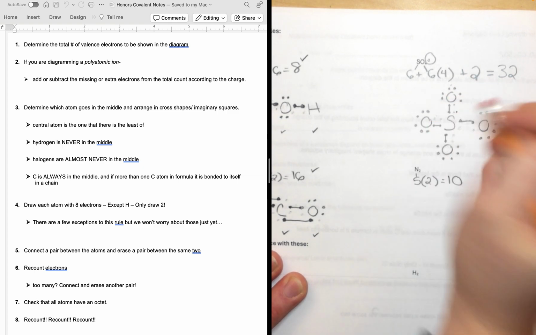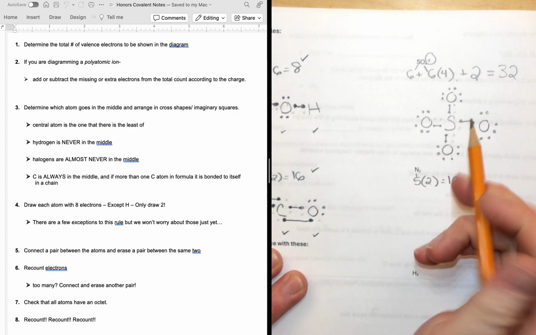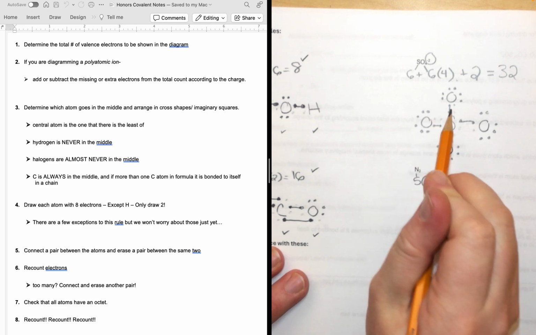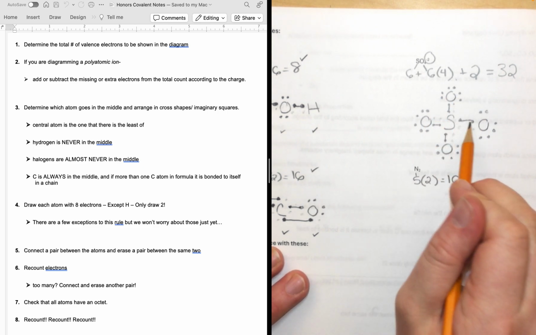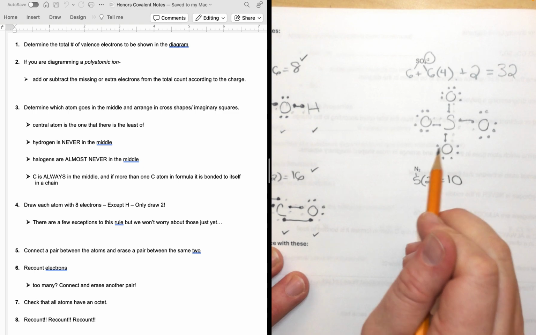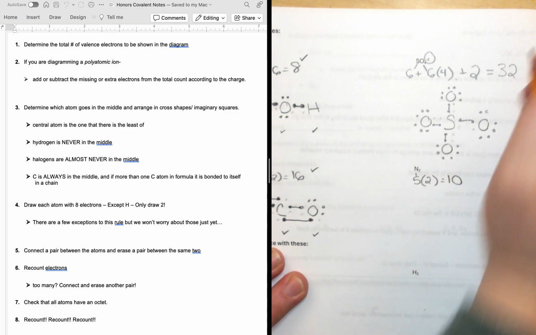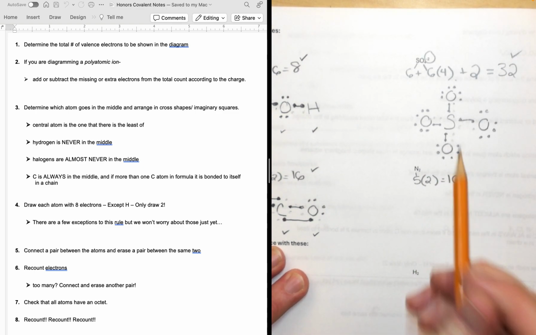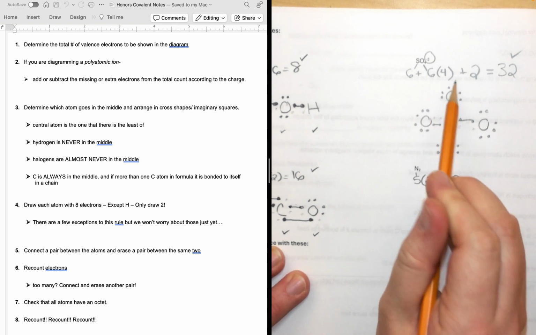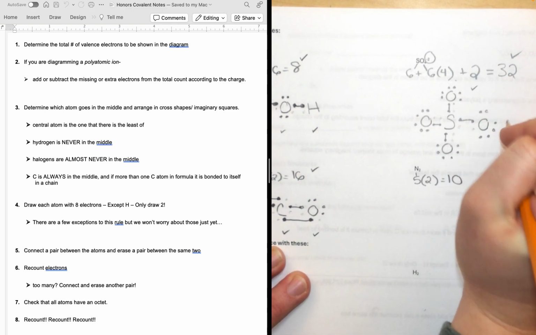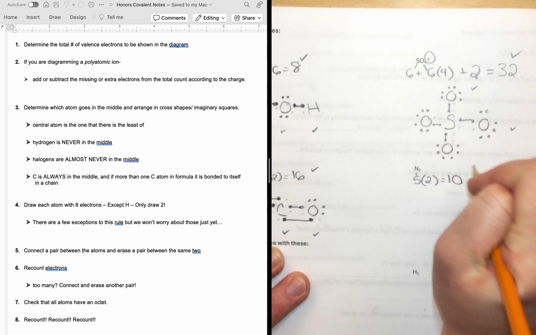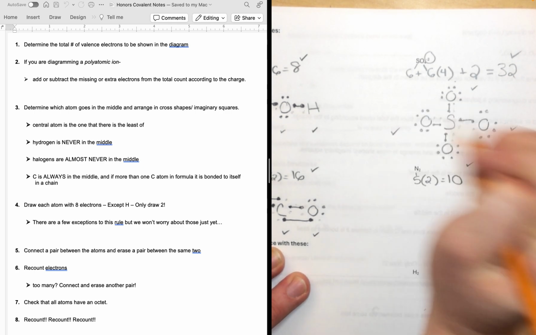And then we count. 2, 4, 6, 8, 10, 12, 14, 16, 18, 20, 22, 24, 26, 28, 30, 32. That's the correct number. Okay. Oxygen has 2, 4, 6, 8. 2, 4, 6, 8. 2, 4, 6, 8. 2, 4, 6, 8. And sulfur has 2, 4, 6, 8.